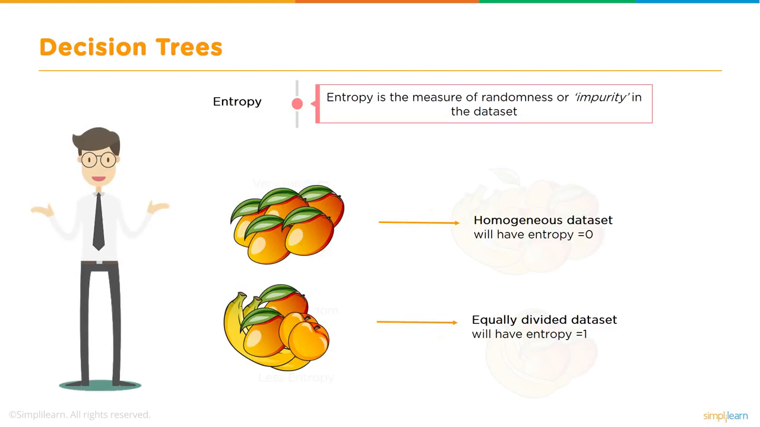Entropy is a measure of randomness or impurity in the data set, so when you have a homogeneous data set, we will have entropy equals 0. And here you can see it's all oranges. An equally divided data set will have an entropy equal to 1. So here we have half, or what is it? It looks like a couple bananas, a couple oranges, and a couple apples. So everything is equal. So we have an entropy of 1 on there since there's 2 of everything.